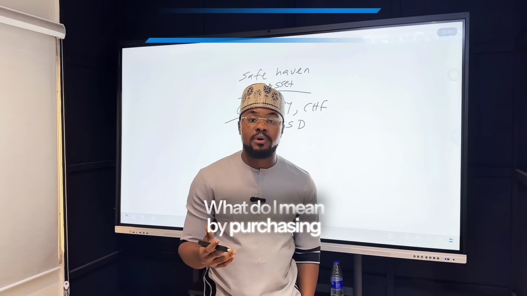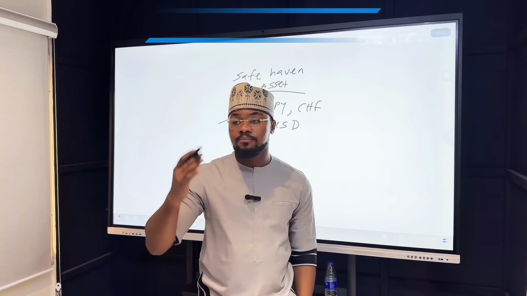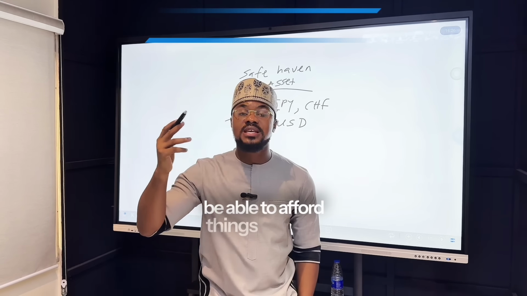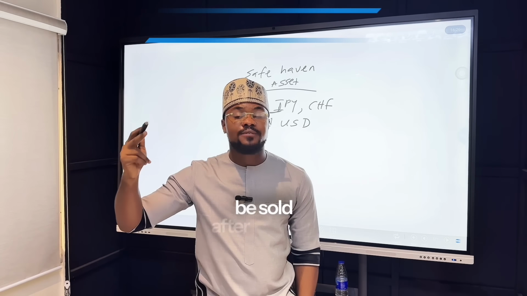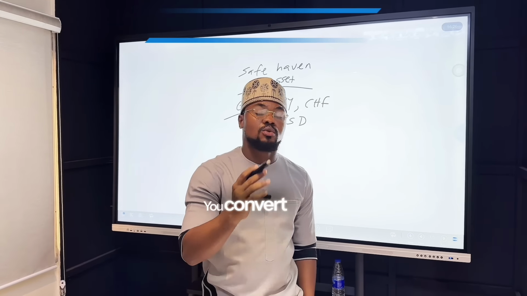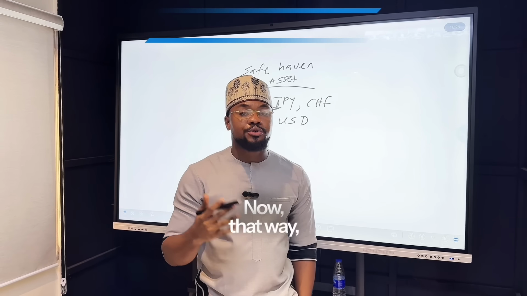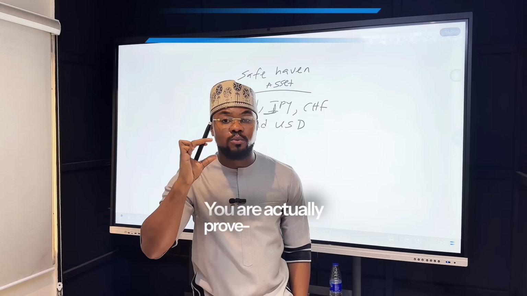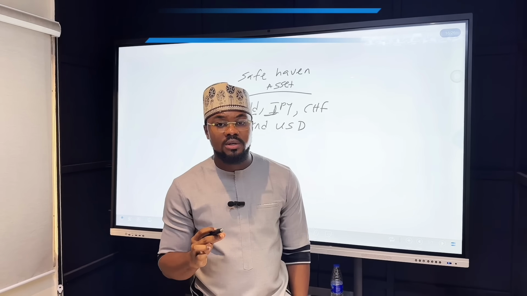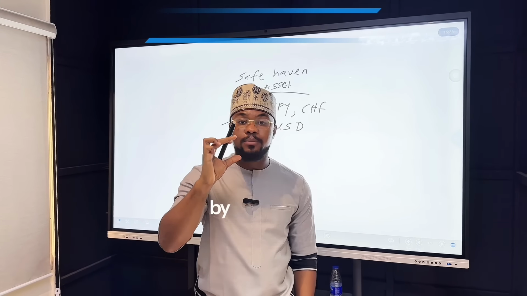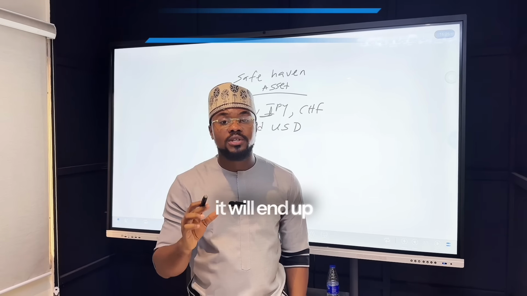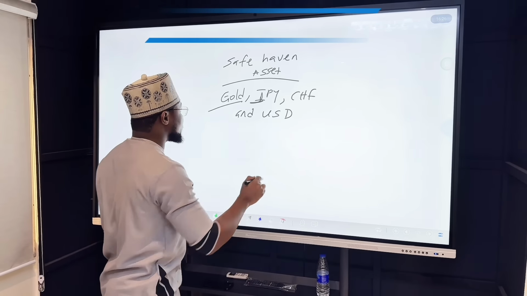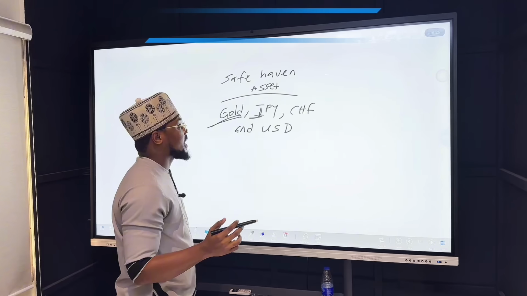What do I mean by purchasing power? Today you have $1,000. 10 years from now, you still want that $1,000 to be able to afford things that will be sold 10 years from now. You convert your money to gold. That way, you're not taking risks because you're not looking for profits. You're actually protecting your capital. Do you understand? And by protecting your capital, it will end up retaining its purchasing power. Gold.